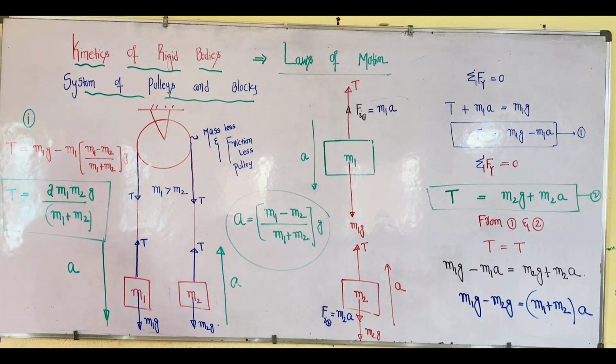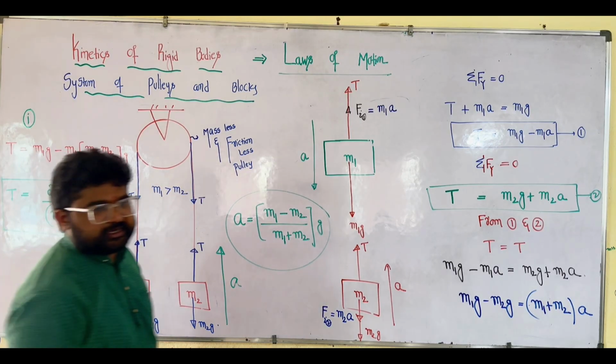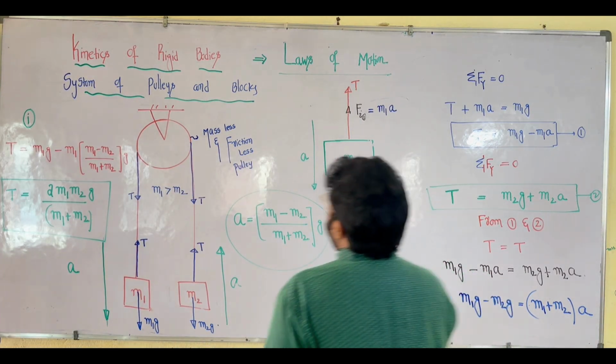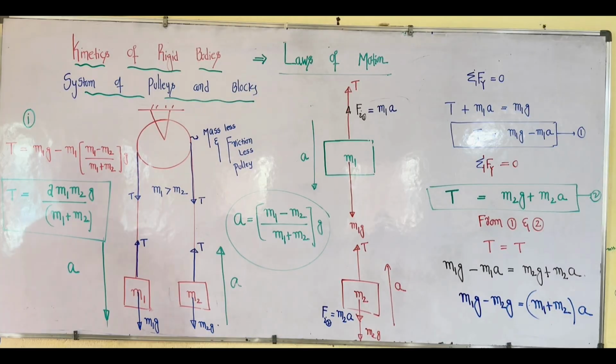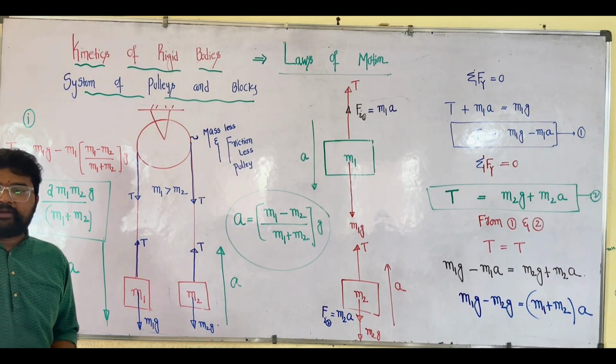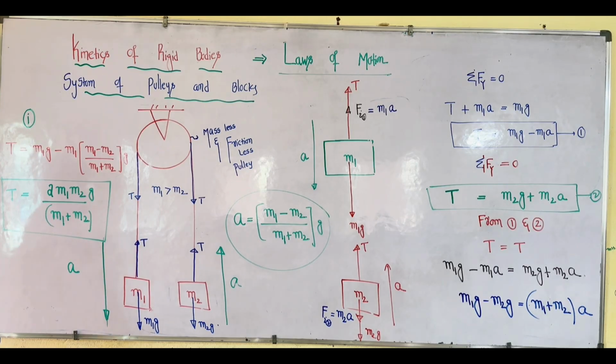Tension T. This is the normal method. Now I will give you the shortcut. Short trick. Acceleration equal to how much? Supporting force minus opposing force by total mass. Short trick: how to write the acceleration straight away for any question.